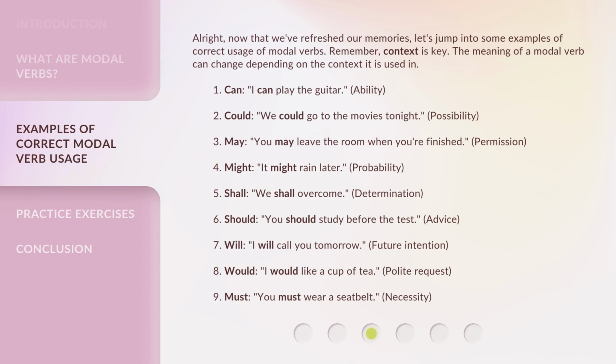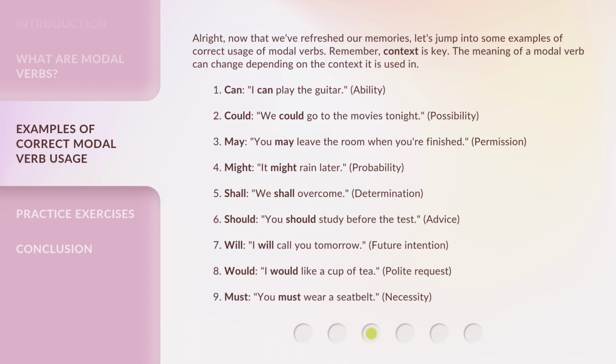Alright, now that we've refreshed our memories, let's jump into some examples of correct usage of modal verbs. Remember, context is key. The meaning of a modal verb can change depending on the context it is used in. 1. Can. I can play the guitar. Ability. 2. Could. We could go to the movies tonight. Possibility. 3. May. You may leave the room when you're finished. Permission. 4. Might. It might rain later.